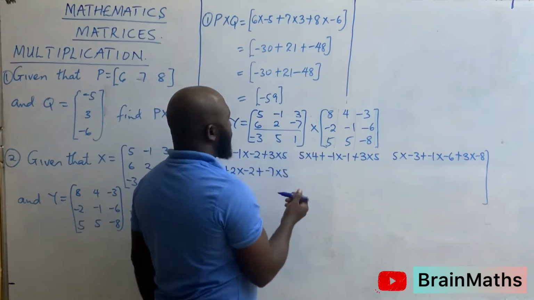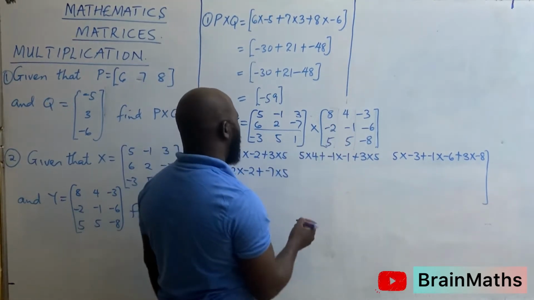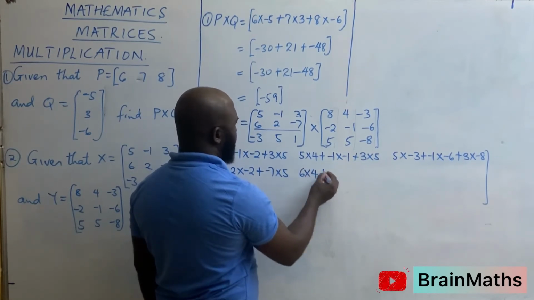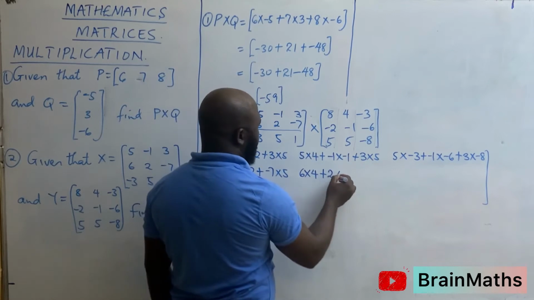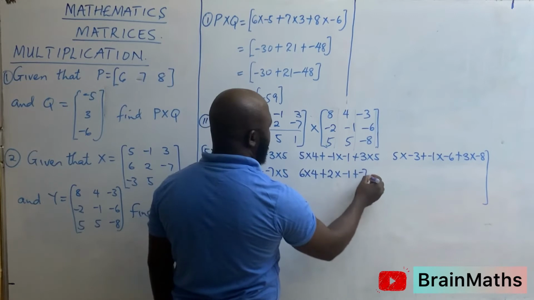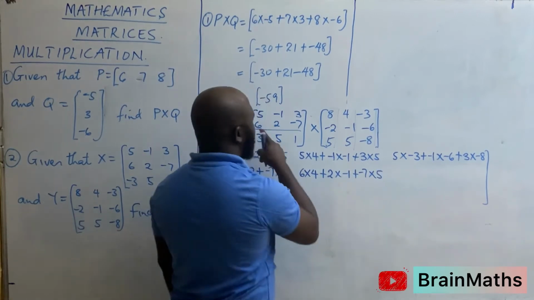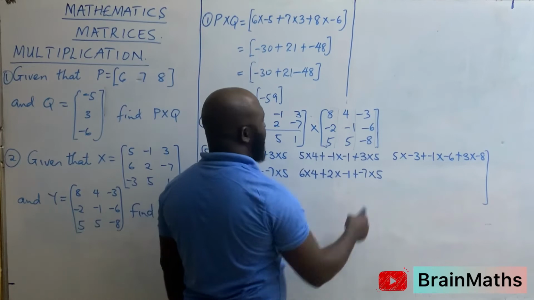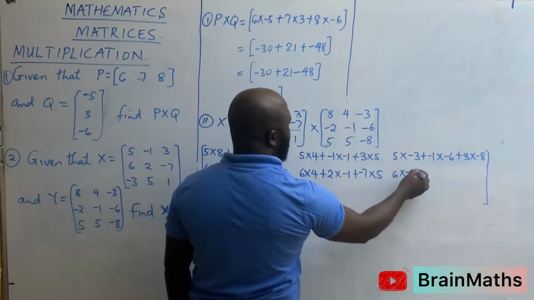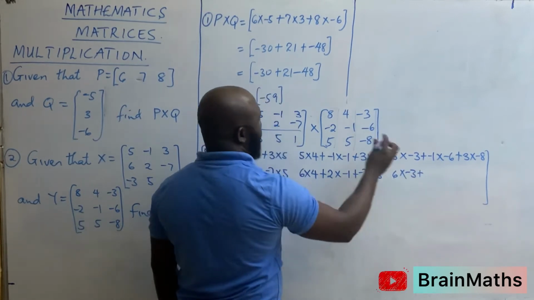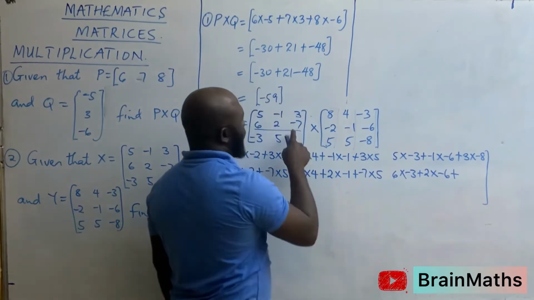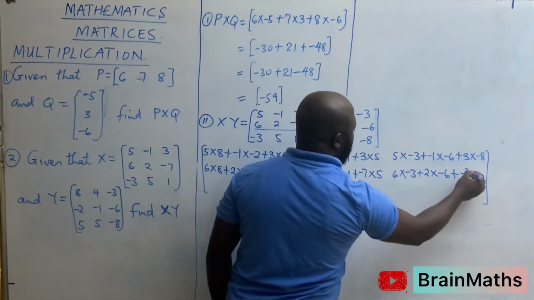The second row will be multiplying the second column now. So we have 6 times 4 plus 2 times minus 1 plus minus 7 times 5. And the second row will be multiplying the third column now. 6 times minus 3 plus 2 times minus 6 plus minus 7 times minus 8.